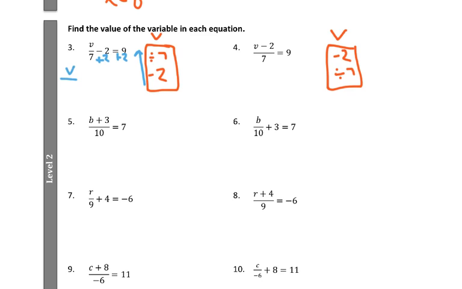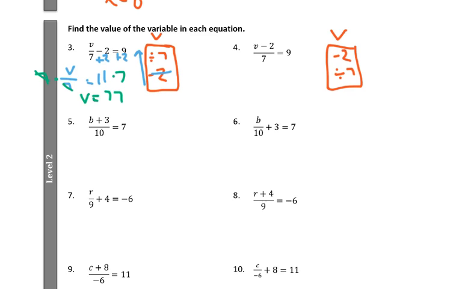So then I would have v divided by 7 equals 11. And then that takes care of that step. And then I would multiply both sides by 7, so that I would get v equals 77. And you could go ahead and double check that if you wanted to by plugging 77 in for v. And you probably should while you're doing the questions that I don't do.